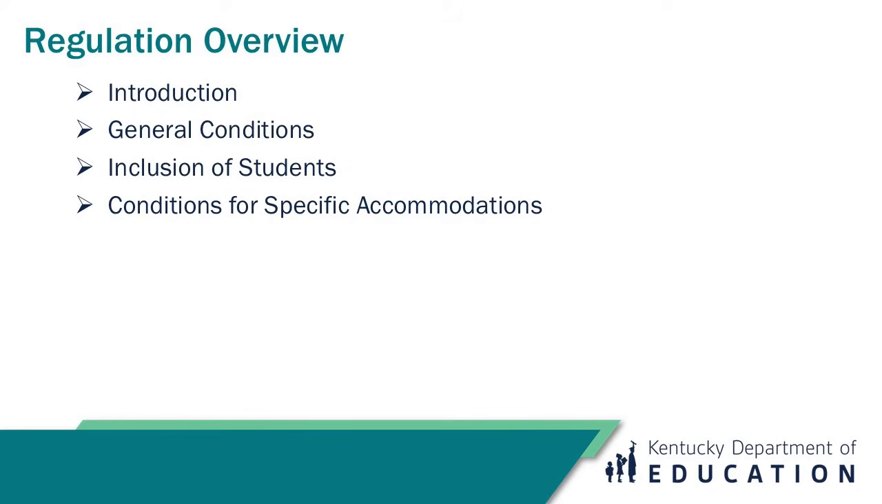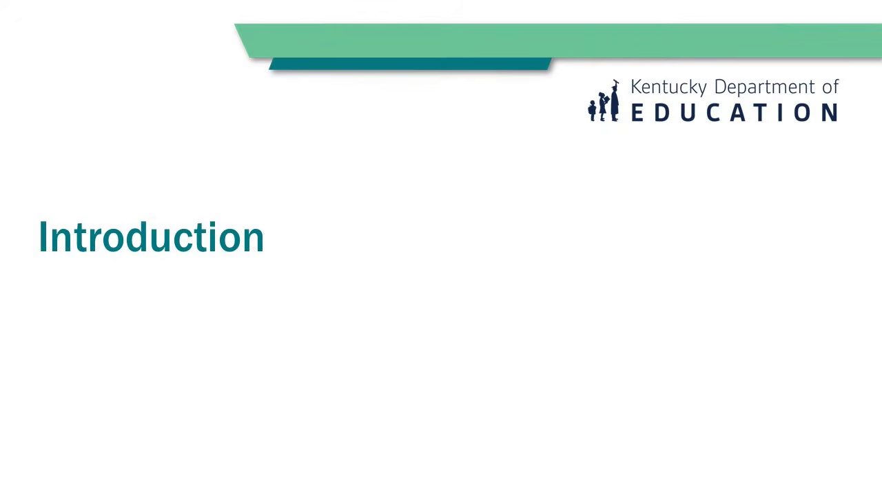The state-required assessment and accountability programs are inclusive of all students at specific grade levels. The purpose of this regulation is to provide direction for the inclusion of special populations in the state-required assessment and accountability programs. This training will discuss the populations included in this regulation, general conditions for accommodations, and specifics for each accommodation. Throughout this presentation, when you see page numbers referenced, they correlate to the page where you can find the information in the regulation. Let's begin with the introduction to the regulation.